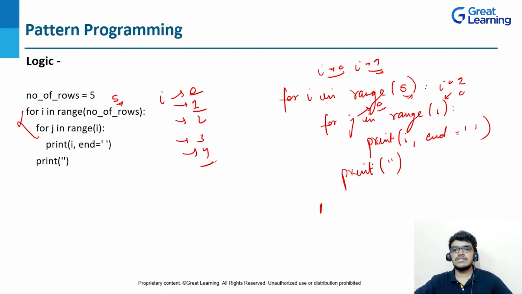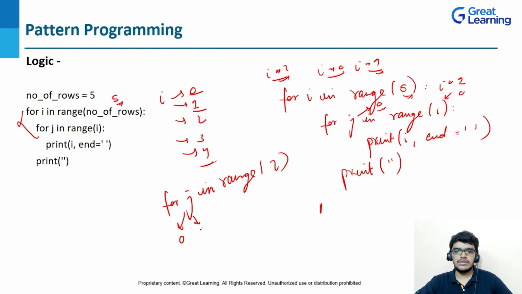So basically once again I am coming to this i. Now i value will be 2. So for i equal to 2, it will go like this. For j in range 2, now j will take the values 0 and 1. So it will print the statement for 0 and 1. So for 0 it will print 2, and then I will be getting a gap here, and once again for 1 it will print 2. And after that once again you can see that I will jump into the next line. Now i value will be taken as 3.